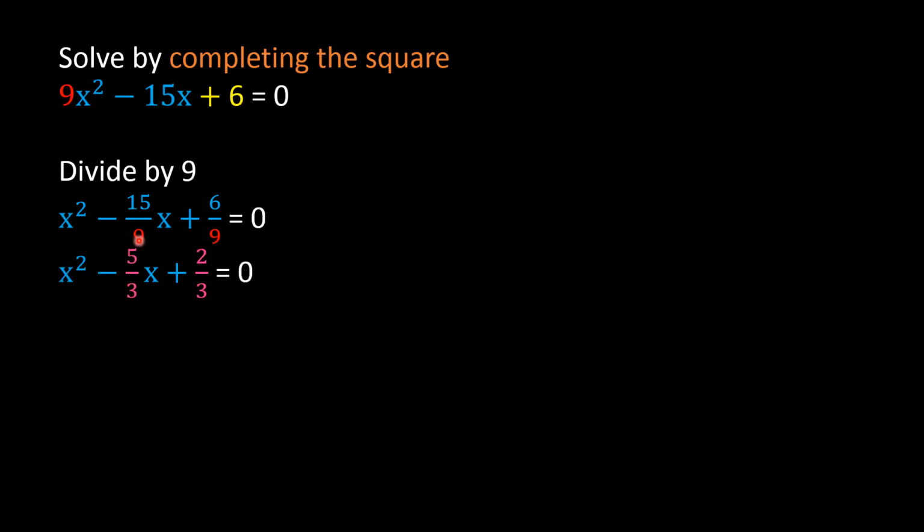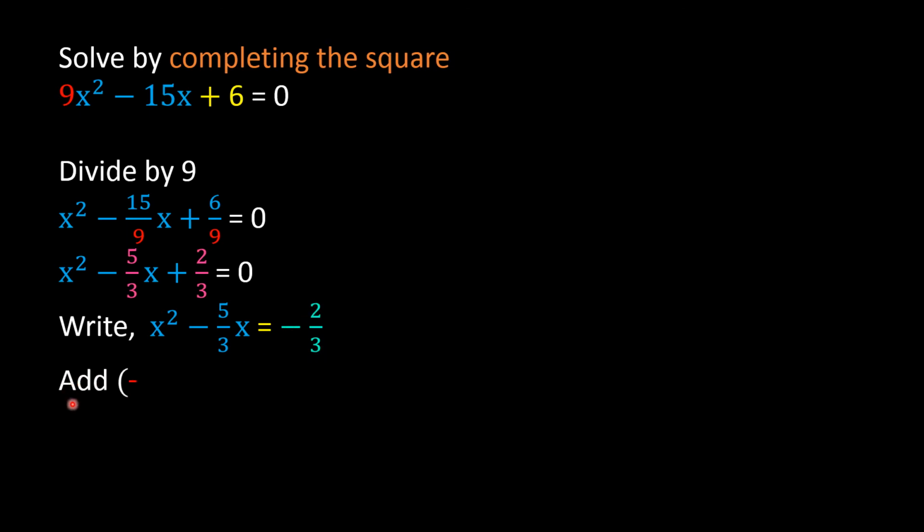So 15 divided by 9 will become 5 divided by 3, 6 divided by 9 becomes 2 divided by 3. Now we will take this 2 divided by 3 on the right side, so it will be minus 2 divided by 3.